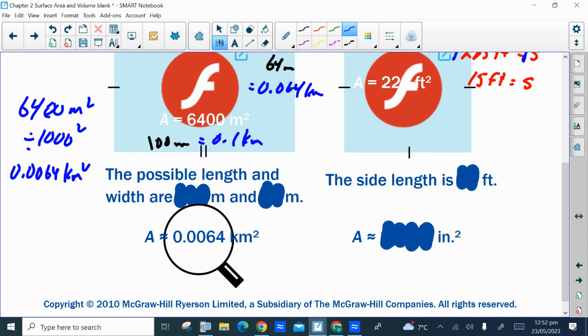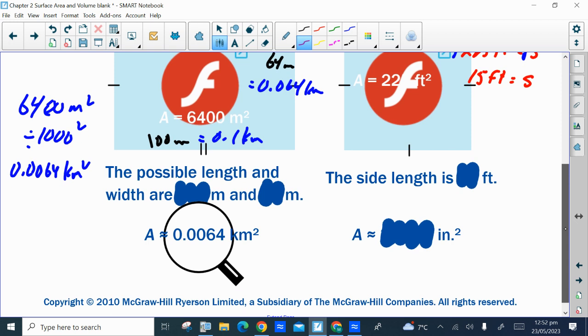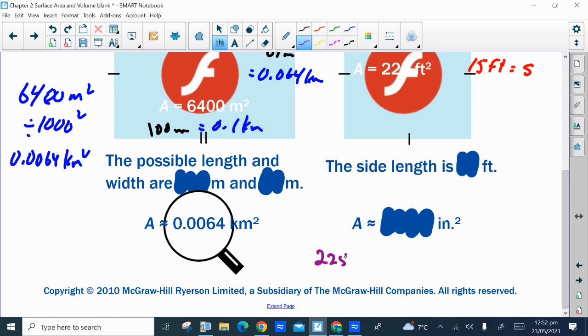All right, so if we apply that same thing for the next one, the side length was 15 feet, and that was 225 square feet. And we want to convert that into square inches. So to go from feet to inches, you multiply by 12. But if we want to go from feet squared to inches squared, if we follow the same logic as the previous question, we'd have to multiply by not just 12, but 12 squared. So it should be 225 times 12 squared, because we're going from square feet to square inches.